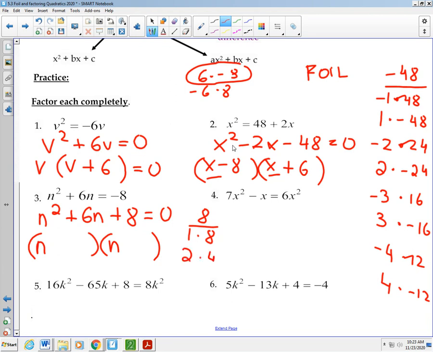And which pair do you think I will pick? I have to pick the pair, and when you add the two numbers, you will get the middle term, which is 6n. In this case, 2 plus 4 is equal to 6. So that'll be n plus 2, n plus 4. So that's how you factor this trinomial.